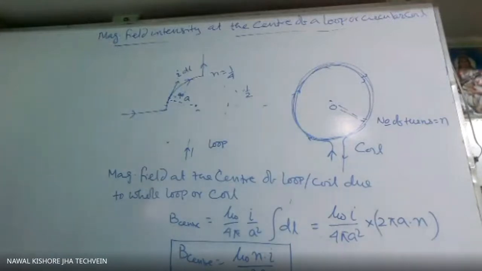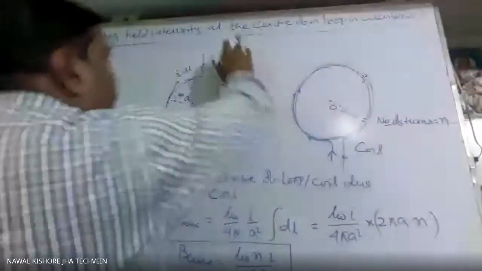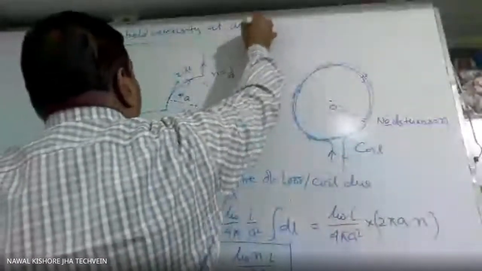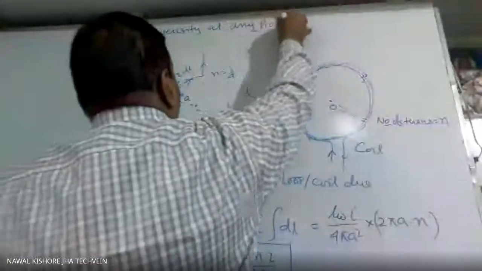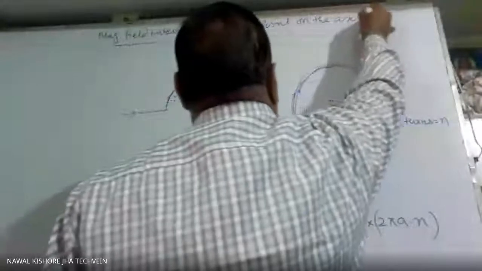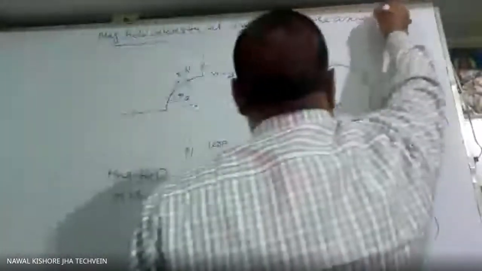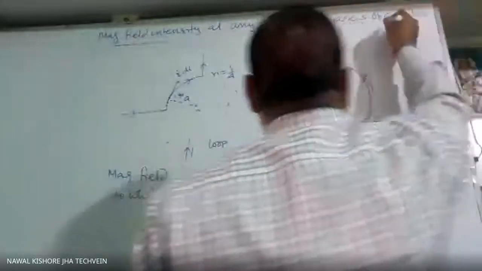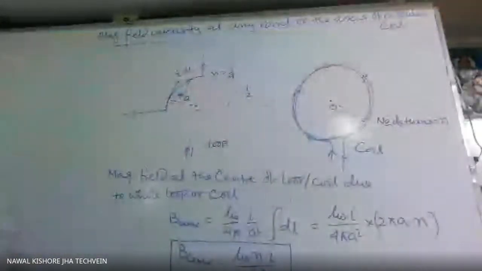Now the other is the magnetic field intensity at any point on the axis of a circular coil. At any point on the axis of a circular coil.